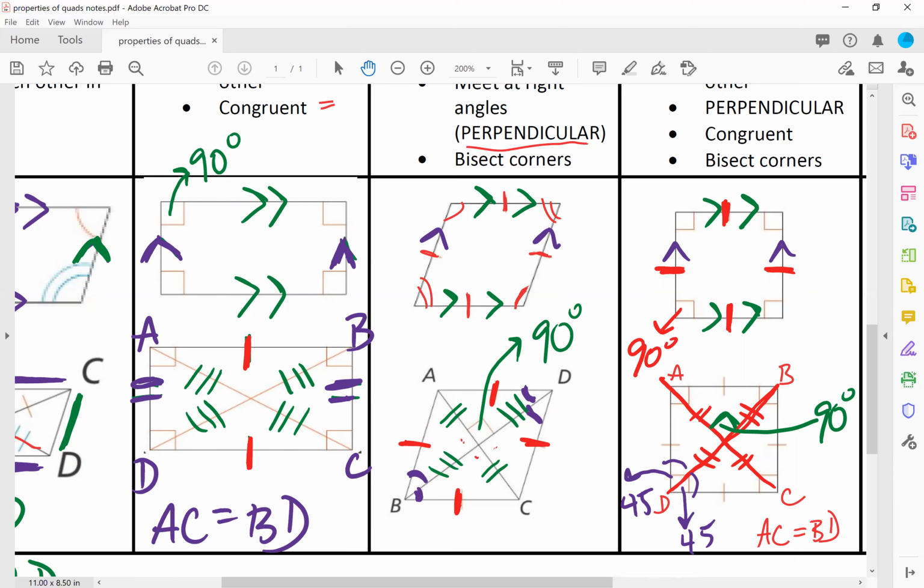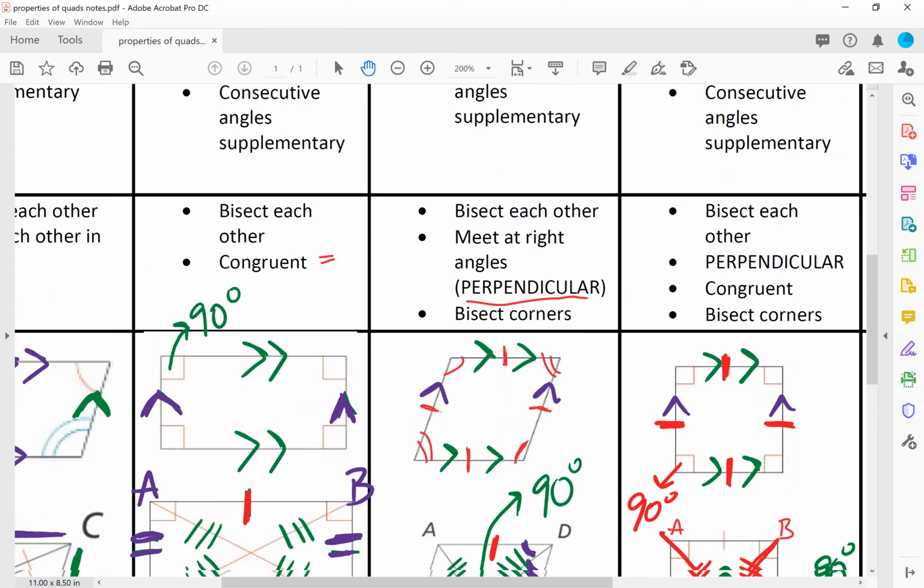all 90 degrees. And then the last thing that they do is that they bisect the angles on the corner there. So this angle here at B, that whole corner, this line is cutting in half. And that's the same thing with each of the other corners. So that is a rhombus.